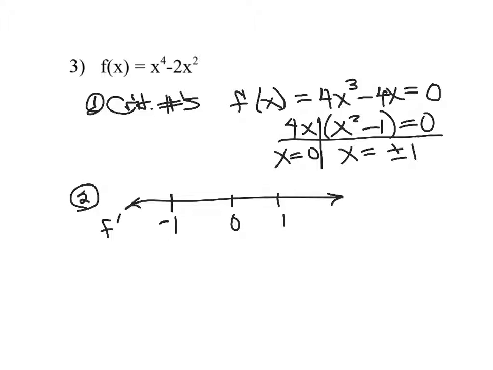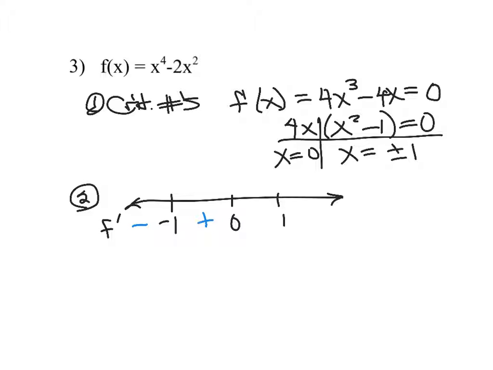Now, when I pick a number, I'm going to go in each section. So I'm going to say negative 2 comes before negative 1. 4 times negative 2 is negative. Negative 2 squared minus 1 is positive, so a negative times a positive is negative. Between negative 1 and 0, for example, negative 1/2, 4 times negative 1/2 is negative. Negative 1/2 squared minus 1 is also negative, so I get a positive in this region.